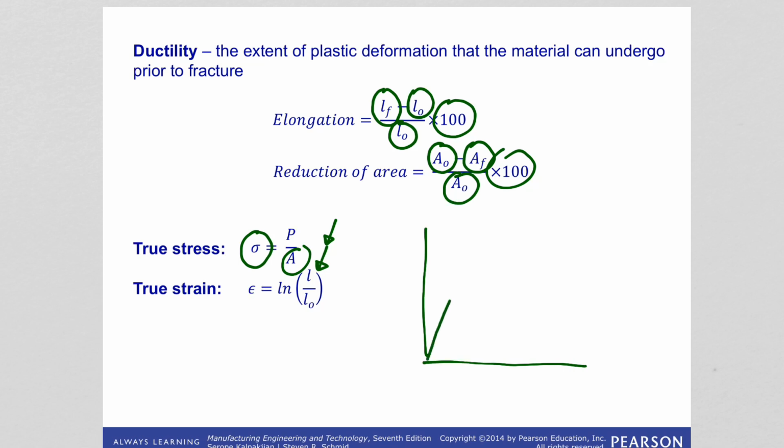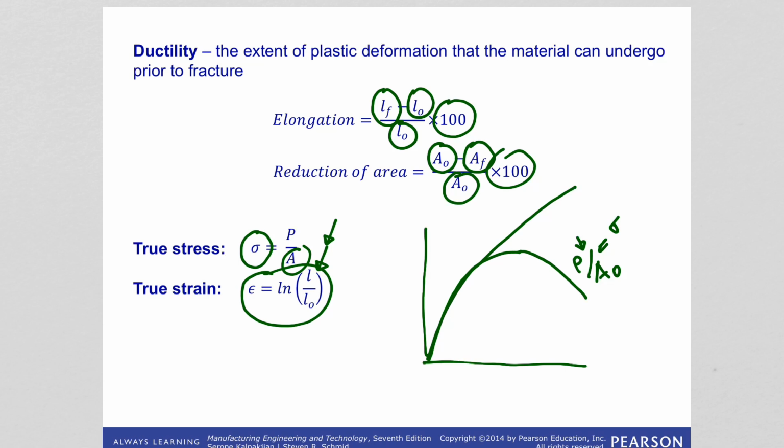The engineering stress-strain curve is like this. After this point it decreases, because the force is decreasing, but we are dividing it by the original cross-sectional area. In the true one, it is always increasing like this. This is the true stress-strain curve. And then the true strain is the logarithmic ratio of the current instantaneous length to the original length.